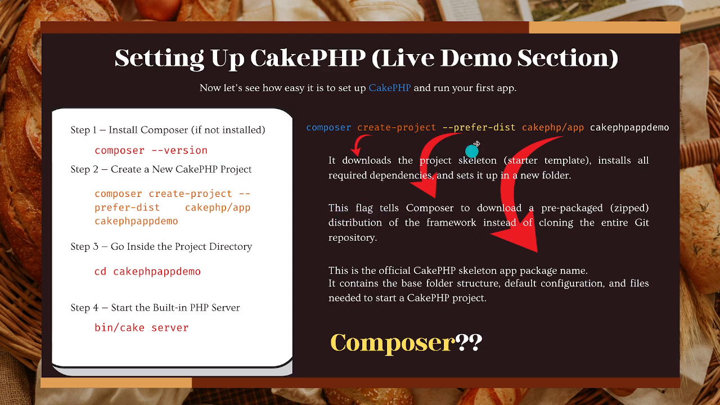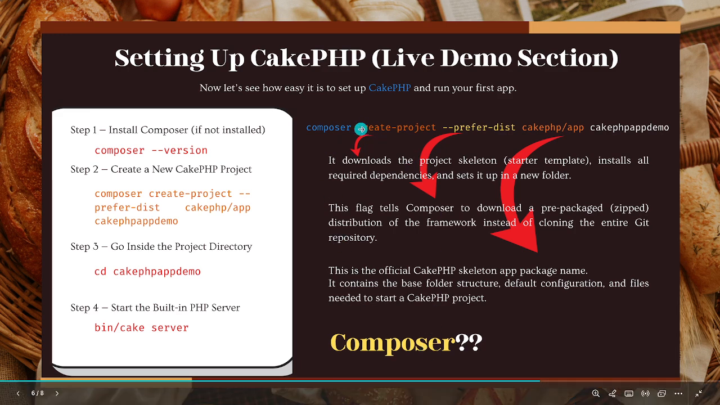So there is a flag property. It will only download the required prepackaged data, not the entire Git repository. If you do not use that flag, it will install the entire Git repository on your local machine. This is the repo name on GitHub, and this is our project name. And Composer is a dependency manager. What is a dependency here? I already told you, in the composer.json file all the dependencies are mentioned. So Composer is a dependency manager. It will manage all the dependencies. Now you understand what is Composer.